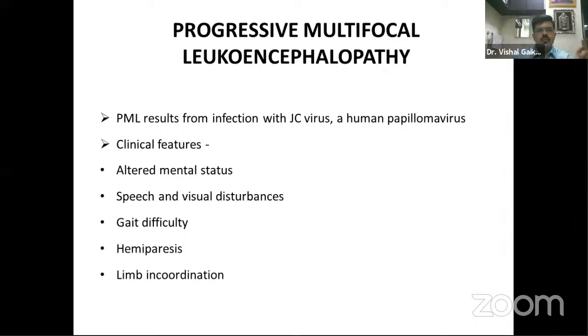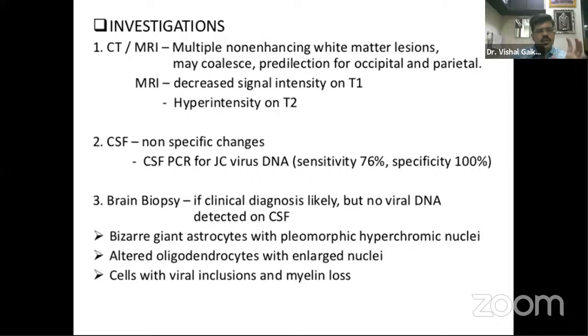PML is caused by JC virus. Patients usually present with altered mental status, visual disturbances, and other features. Investigation-wise, MRI is very characteristic, with multiple non-enhancing white matter lesions that have a predilection for the occipitoparietal region.